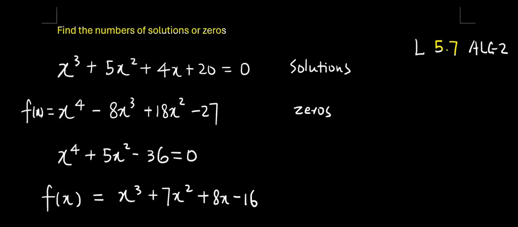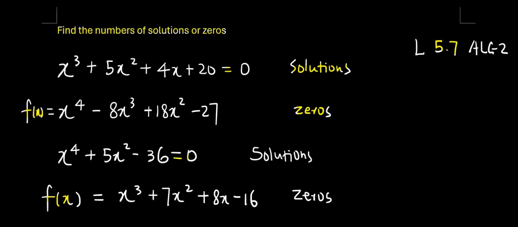All right, we're looking for solutions if it is an equation. So we write down how many solutions we have. If it is a polynomial function, we're looking for zeros of the function. That's a little bit of definition here.